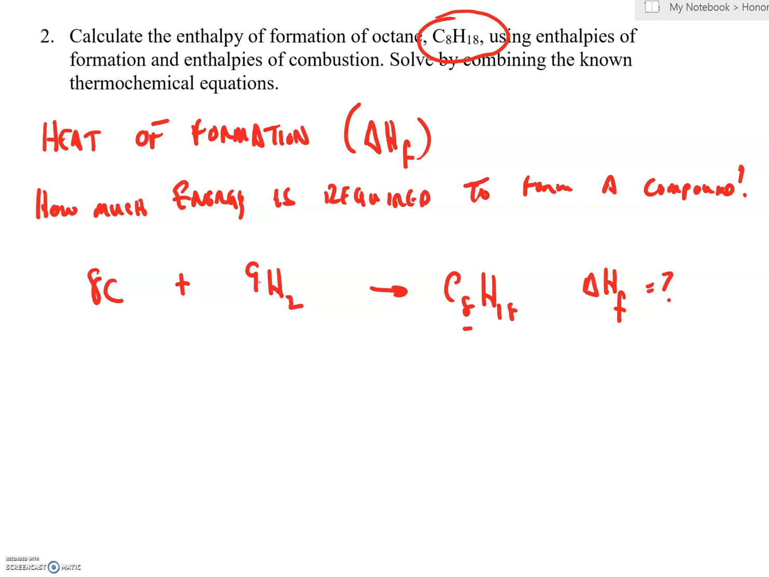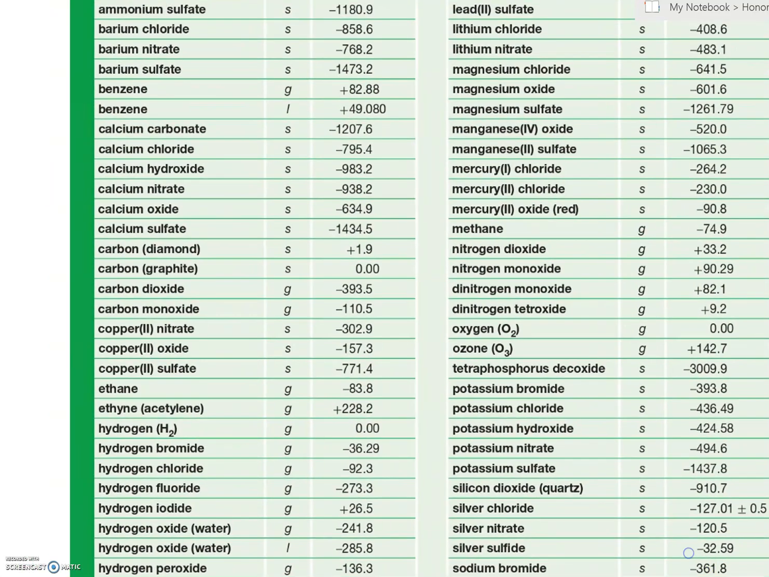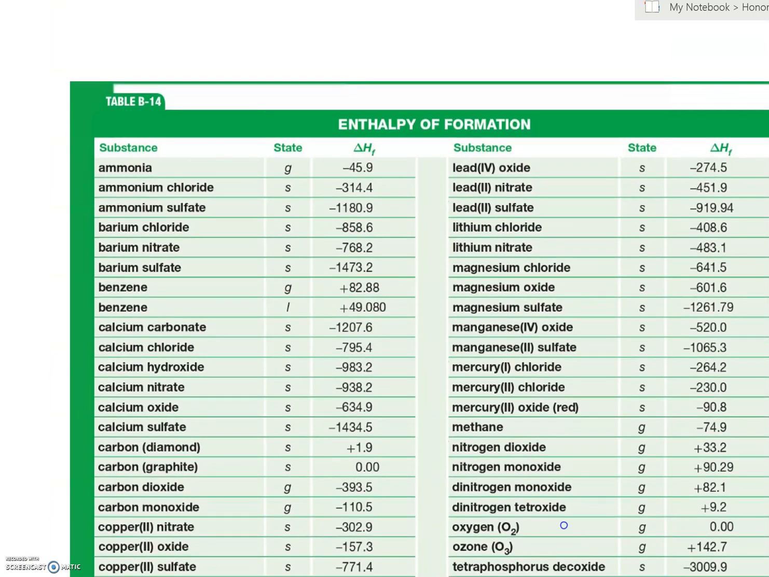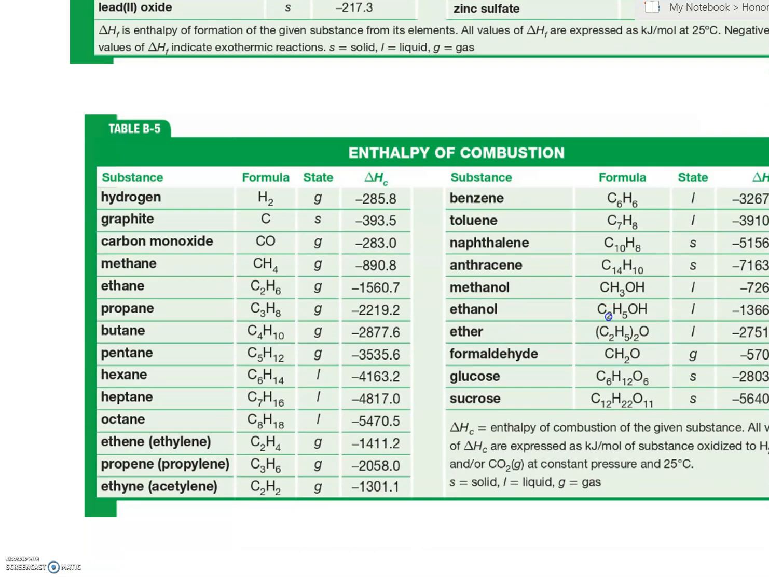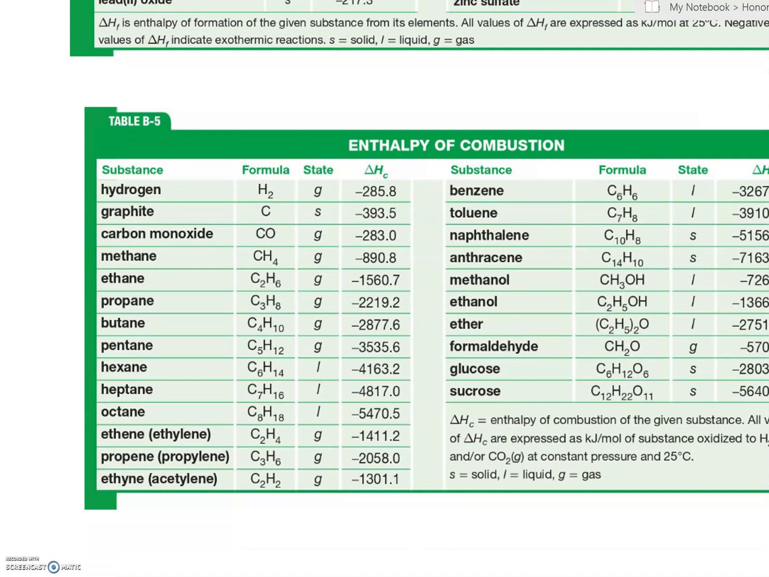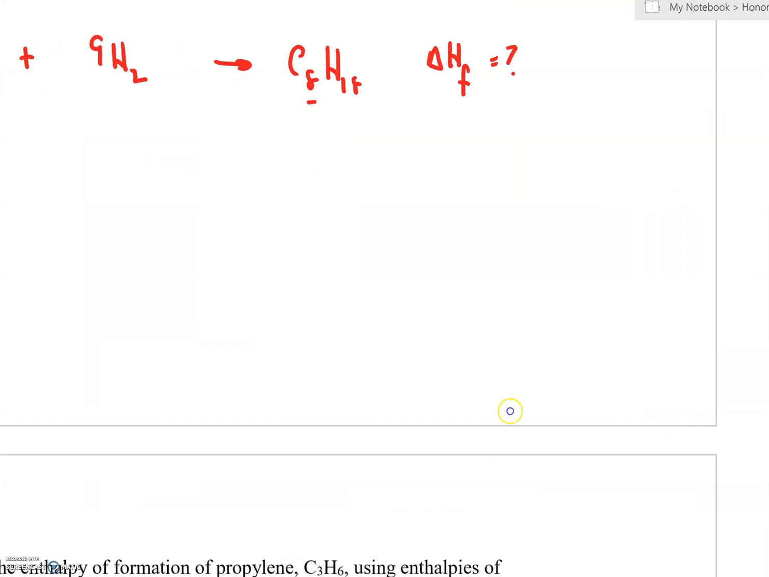Okay. Now, we already know how to use this table, B14. It shows us the enthalpy of formation of a bunch of different compounds, but today that's what we're trying to find. So here's a new table. It says that these are the enthalpies of combustion, and here's the one that we're looking at, octane. So, if it is 5,470.5 kilojoules per mole to burn this stuff, what does that mean?